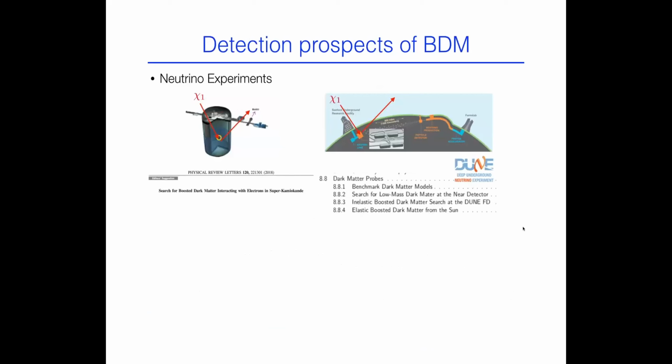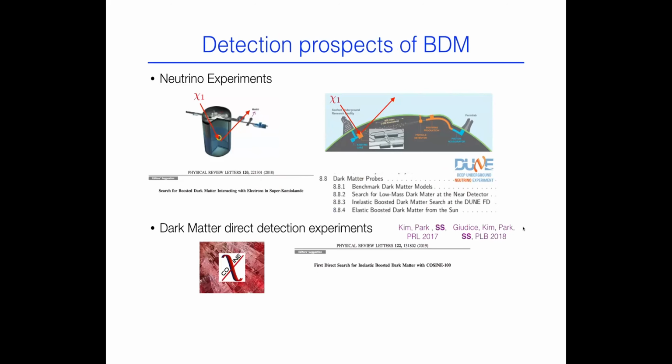For the neutrino experiments, Super-Kamiokande has already started the search for boosted dark matter in 2018, followed by the DUNE experiment, which will start in 2026. I copied some sections related to the search for boosted dark matter in the DUNE TDR. And it is the COSINE-100 experiment that jumped into the search for boosted dark matter. Specifically, this paper is for the search for inelastic boosted dark matter based on the model proposed by myself and my collaborators here.